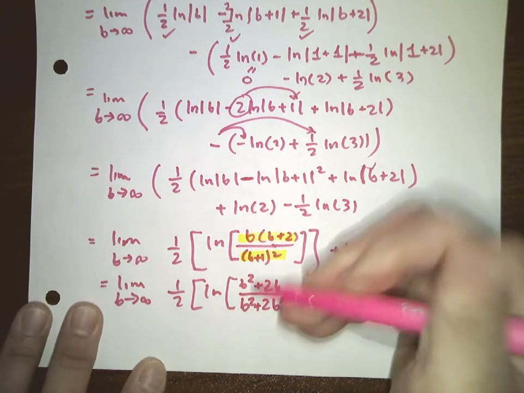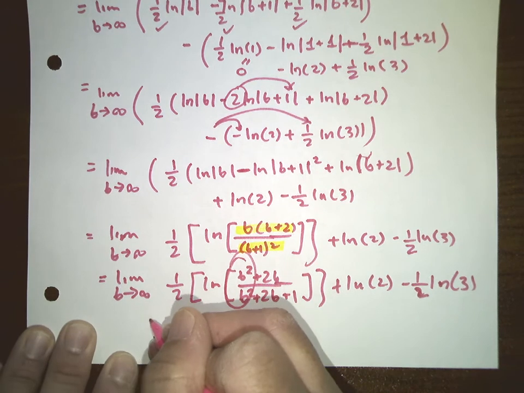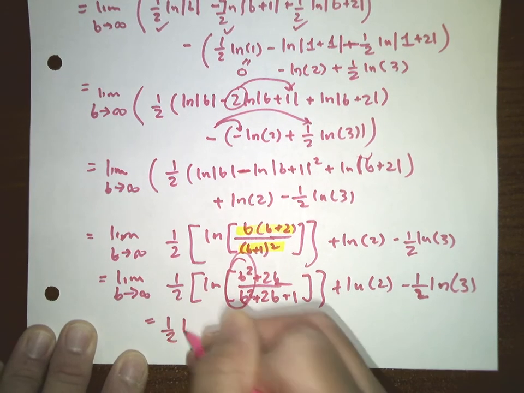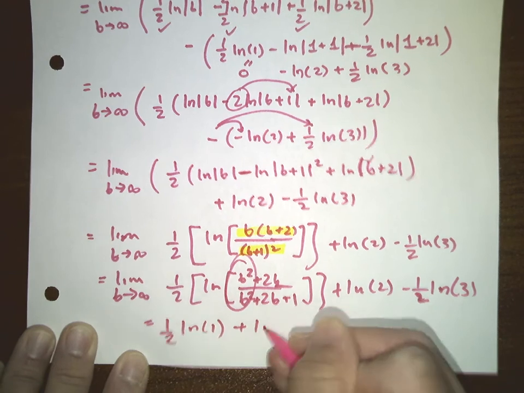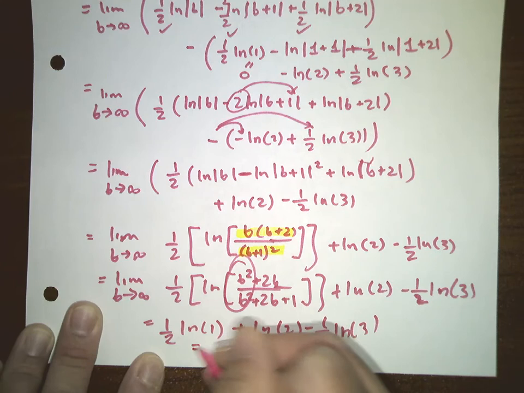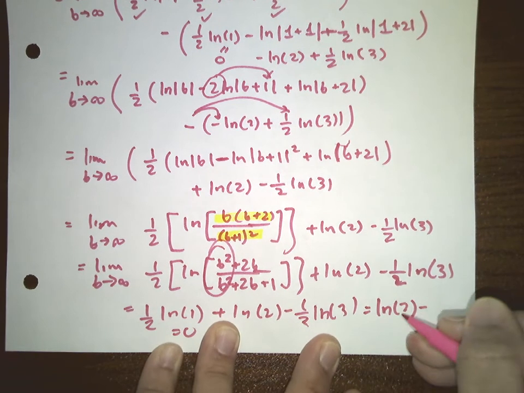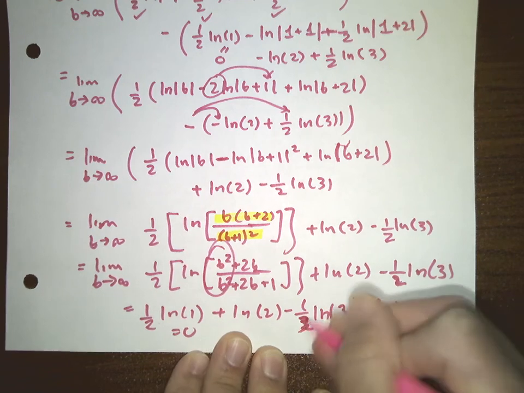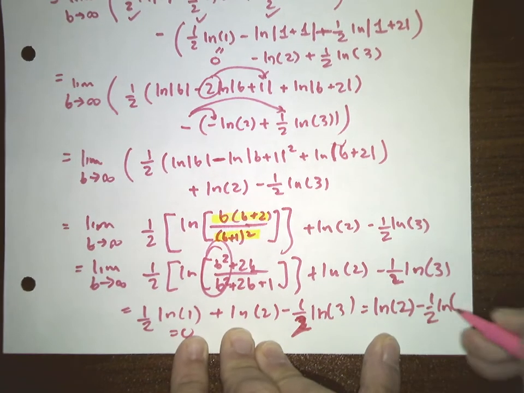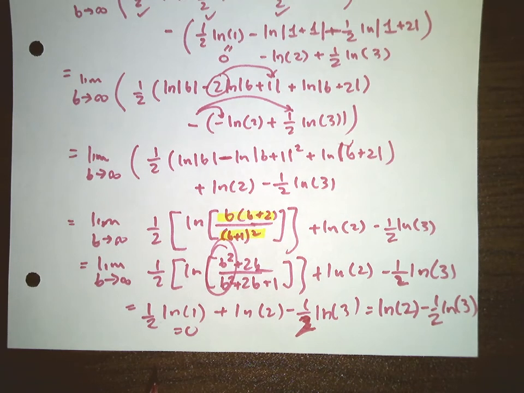But as b goes to infinity, this goes to 1, so we have 1/2 natural log of 1 plus natural log of 2 minus 1/2 natural log of 3, but natural log of 1 is equal to 0. So this is just going to be natural log of 2 minus 1/2 natural log of 3. And so the integral converges. So therefore, since the integral converged, that means that the original series that we were examining also converges.